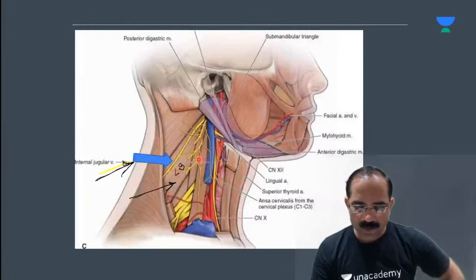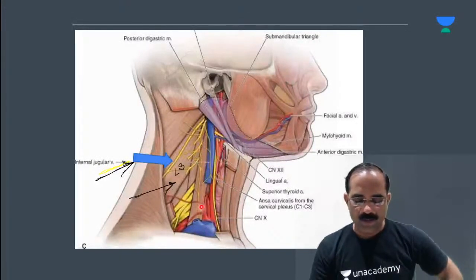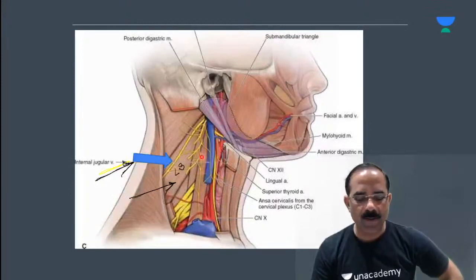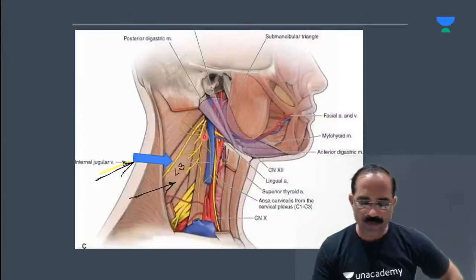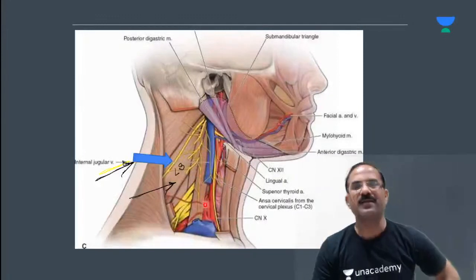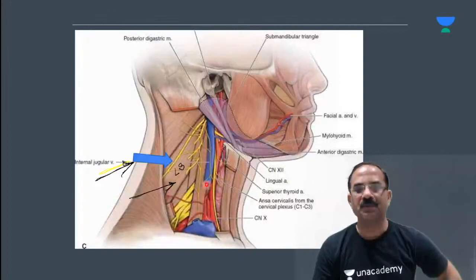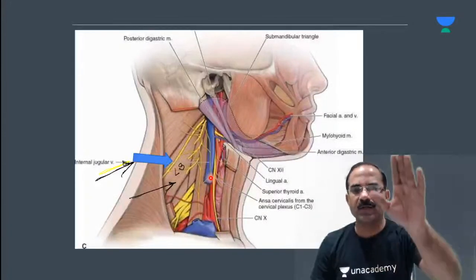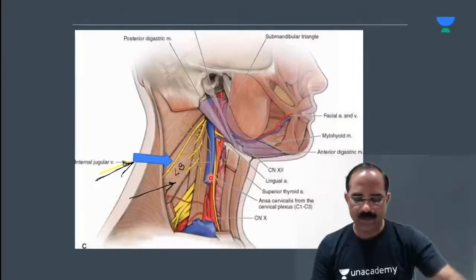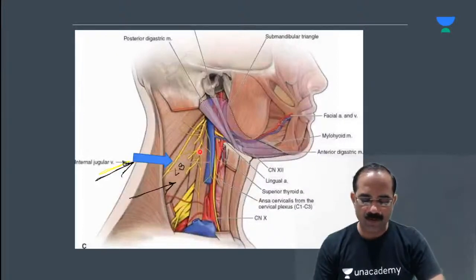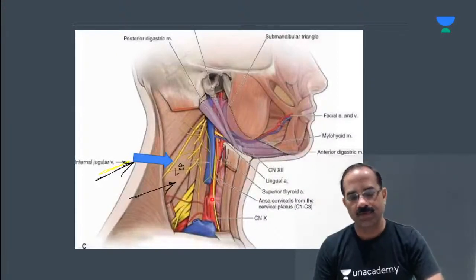What is this nerve? Can anyone tell me what is this nerve? You can see this now, students. This is the phrenic nerve. And this phrenic nerve lies on a muscle here. What is this muscle on which the phrenic nerve lies? That's the scalenus anterior muscle. The phrenic nerve lies on the scalenus anterior. Perfect.